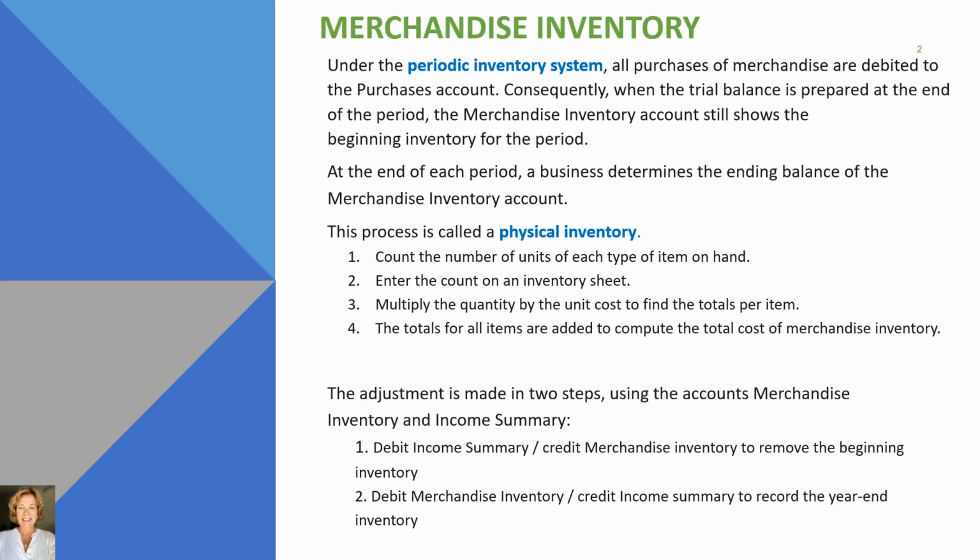The first is to debit income summary and credit merchandise inventory to remove the beginning inventory. And second, we debit merchandise inventory and credit income summary to record the year-end inventory.